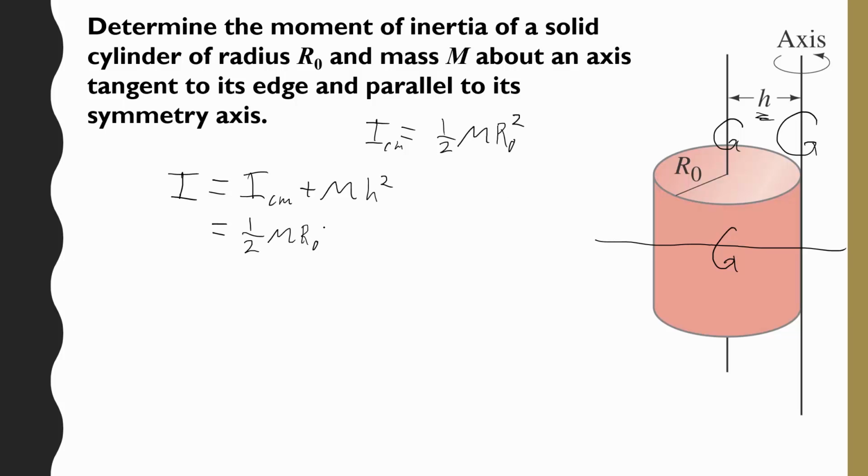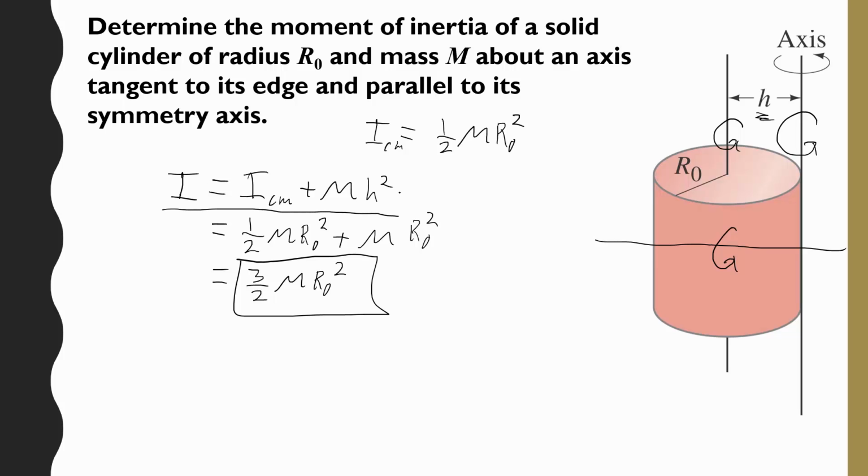So 1/2 mr naught squared. Then we're going to have m, and the distance h is the same as r naught, so we just get another r naught squared in here. So we have 1/2 plus 1, so that becomes 3/2 mr naught squared. As I mentioned, it should be a little bit larger, and it is 3 times larger. So there you go. This is a very useful tool that will come in handy and make really hard things simple, because if you had to integrate around that point, no, don't want to do that.